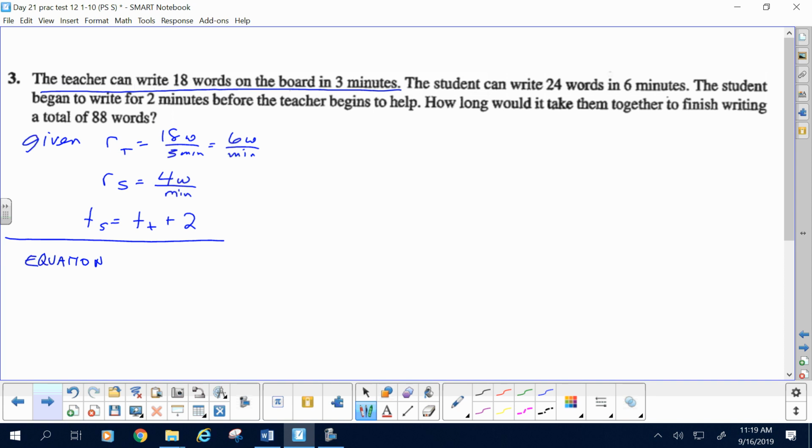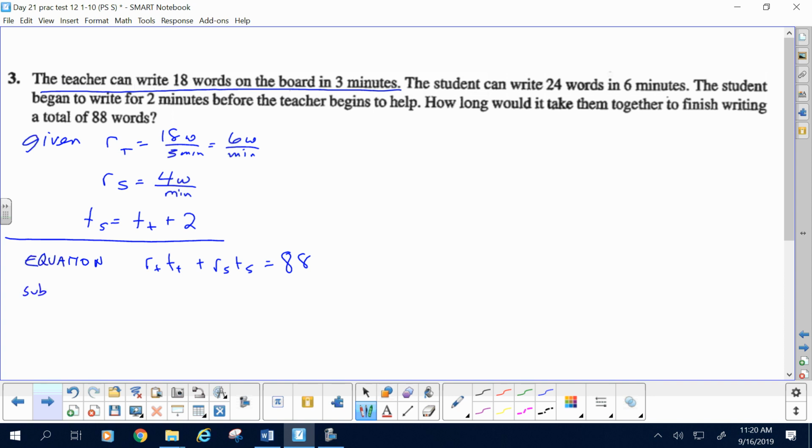All right, so what do you think? How could I calculate how many words the teacher did? Rate times time. Rate of the teacher, time of the teacher would be total words the teacher did. Words per minute times number of minutes equals words. Check. Plus rate of the student, time of the student. Gives you total words the student did. Equals 88. Cool. Alright. Now let's do some subbing in old facts.